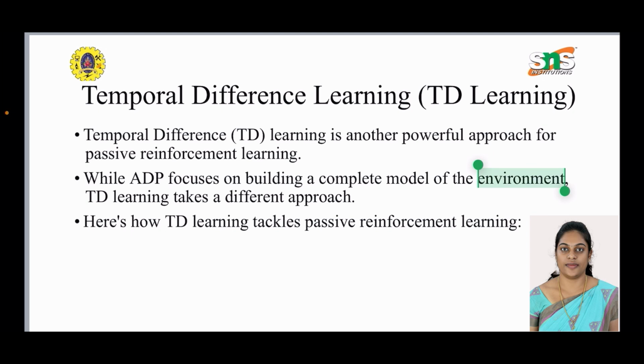Temporal difference, or TD, learning is another powerful approach for passive reinforcement learning. While ADP focuses on building a complete model of the environment, temporal difference learning takes a different approach. Here is how temporal difference learning tackles passive reinforcement learning.